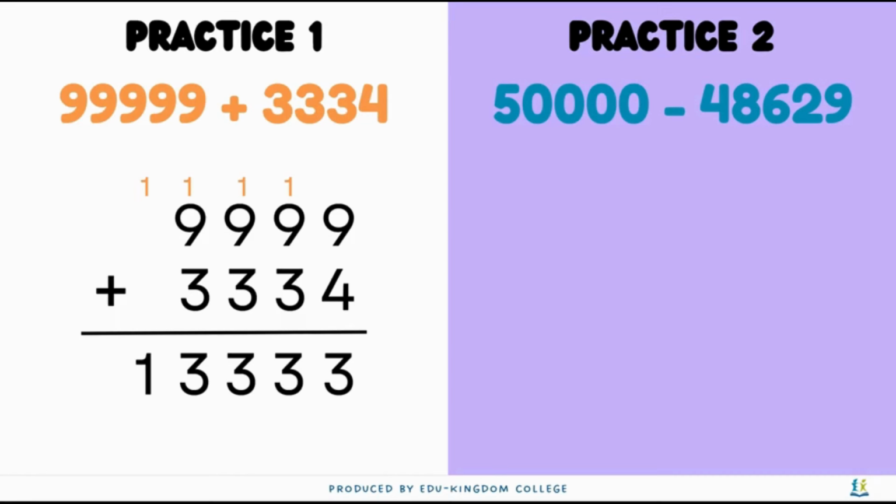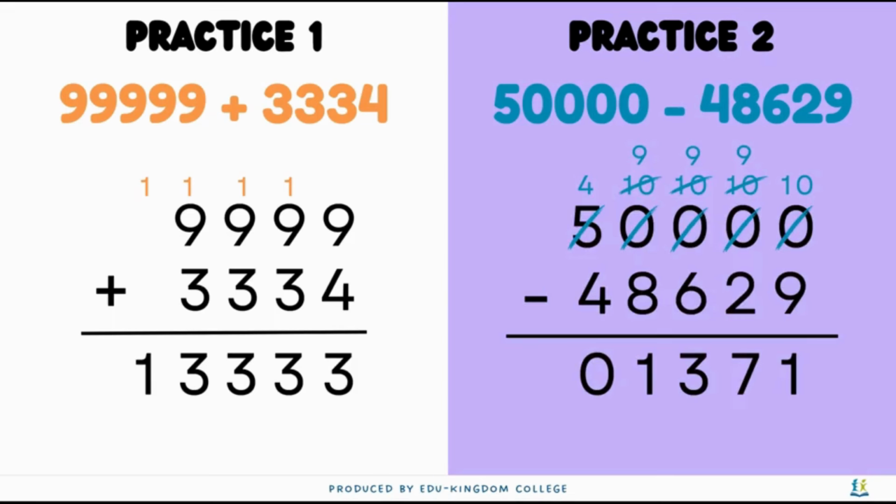For practice 2, we have 50,000 minus 48,629. Starting from the very top, I'm going to borrow from the ten thousands place to give to the thousands place, to give to the hundreds place, to give to the tens place, and therefore gives to the ones place. So in the ones place, I have 10 minus 9, which gives us 1, and 9 minus 2 which gives us 7, 9 minus 6, which gives us 3, 9 minus 8, which gives us 1, and 4 minus 4 gives us 0.